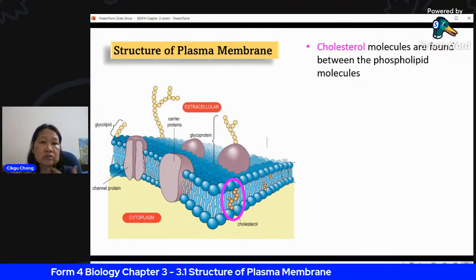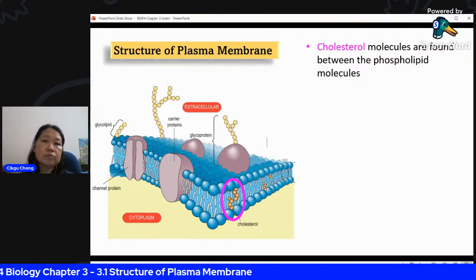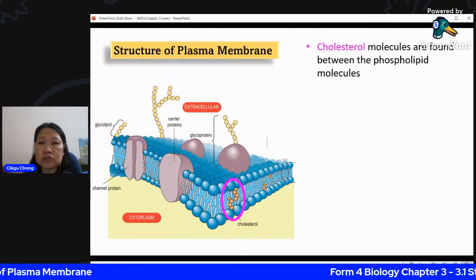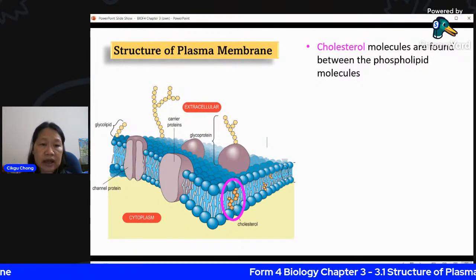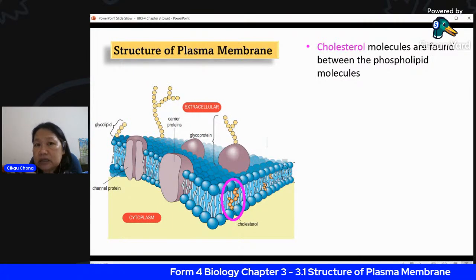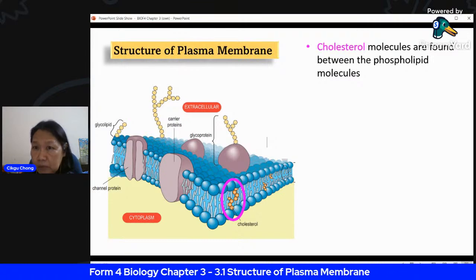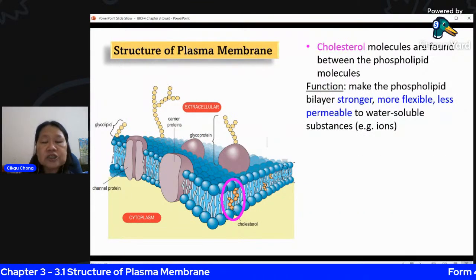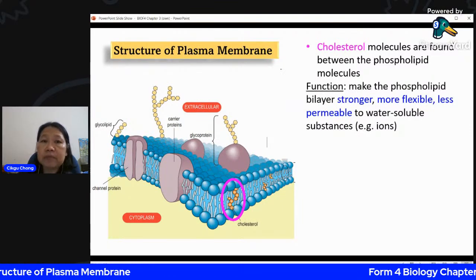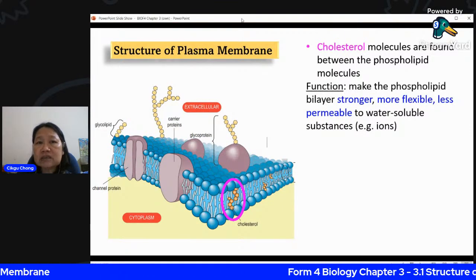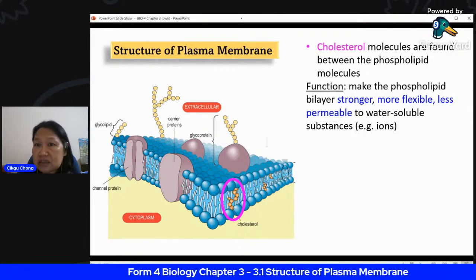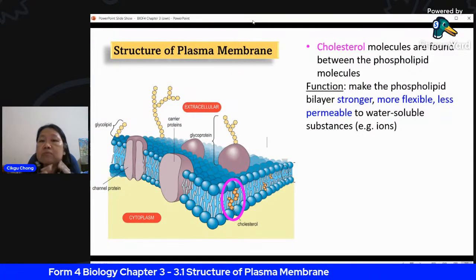Even if we don't take a lot of cholesterol in food, our body is able to produce or synthesize cholesterol, and it is actually needed in the plasma membrane. Why? What is the function of cholesterol in the phospholipid bilayer? It makes the phospholipid bilayer stronger.